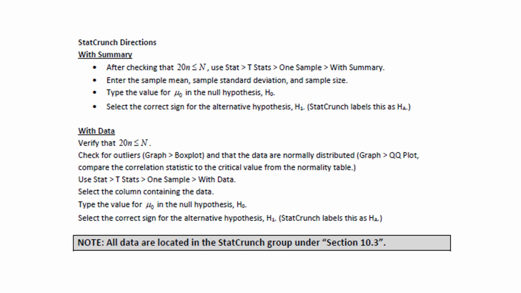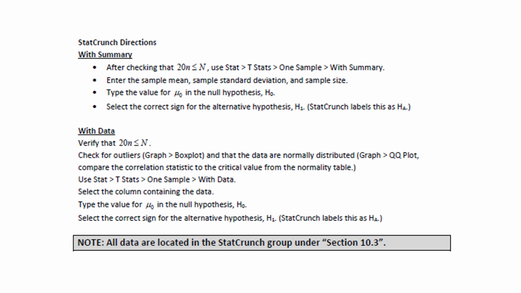If we're working with summary, we'll check the condition 20 times n is less than or equal to N. We'll use Stat, T Stats, One Sample, With Summary. In the top of that box, we'll enter the sample mean, sample standard deviation, and sample size. We'll take the value from the null hypothesis and type it in as the null hypothesis for mu sub 0. And then we'll pick the correct sign for the alternative hypothesis. By the way, StatCrunch labels this as HA rather than H1.